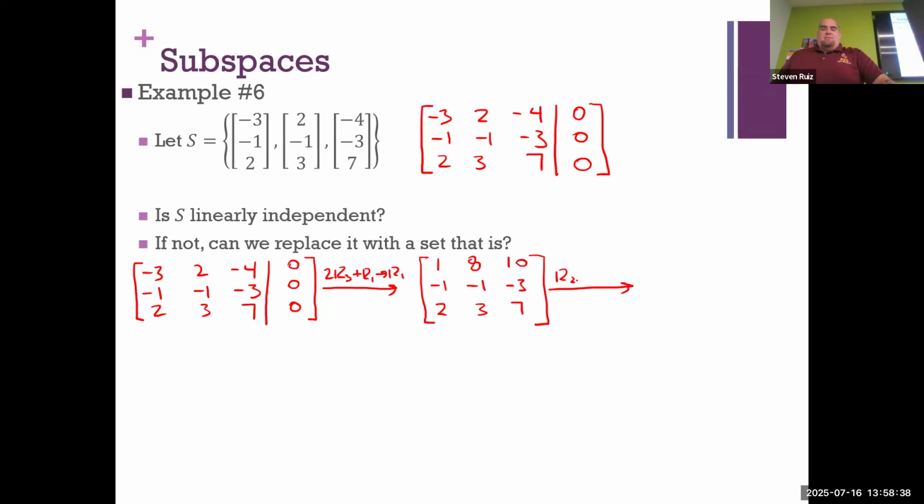Excellent. Now we got the pivot. Let's make the things below the pivot 0. 1, 8, 10, 0, 7, 7, 2, 3, 7. All right, now what?